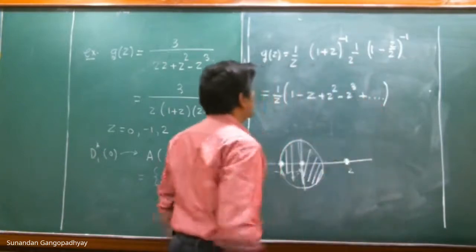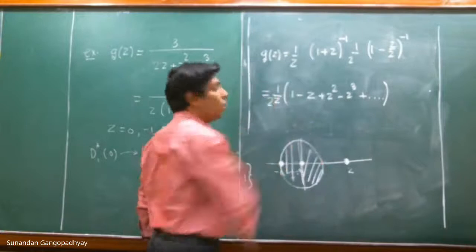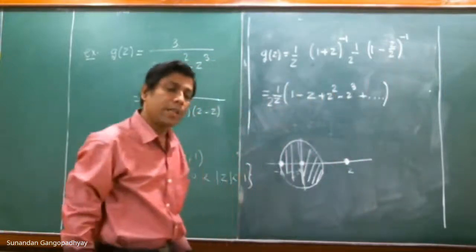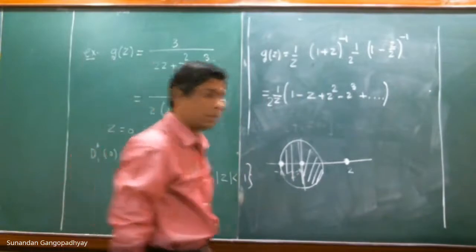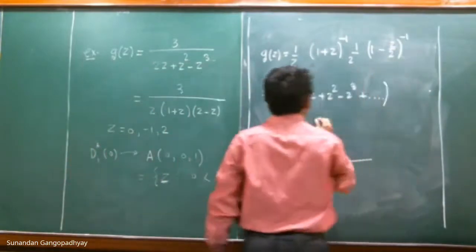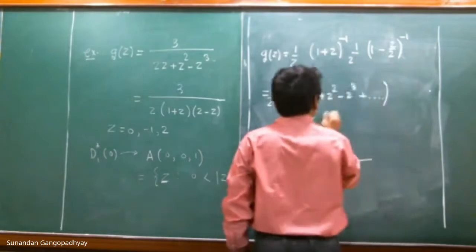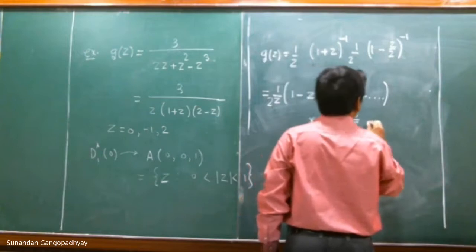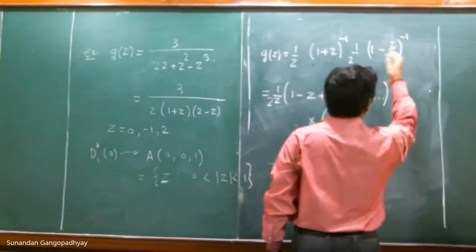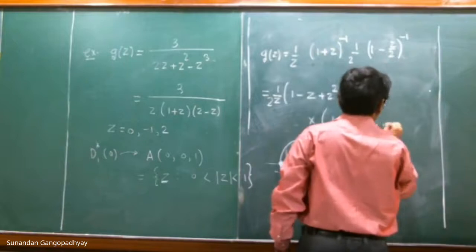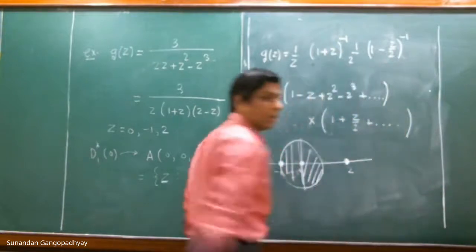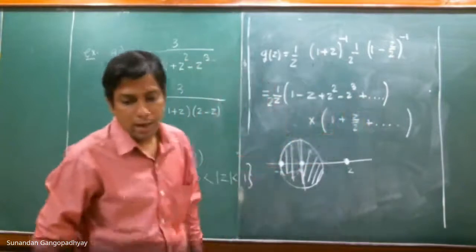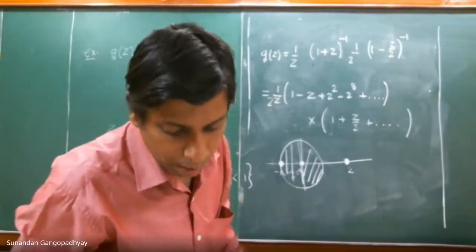This is done. You have a 2, so you keep the 2 outside. Since mod z is less than 1, therefore z by 2 is also less than 1, so you can expand this. So this will be multiplied by 1 plus z by 2, and you keep on expanding it. I'm not writing down the next term. You can write down the next term and see what happens. And then you simply multiply these two series and you keep terms up to order z, say.